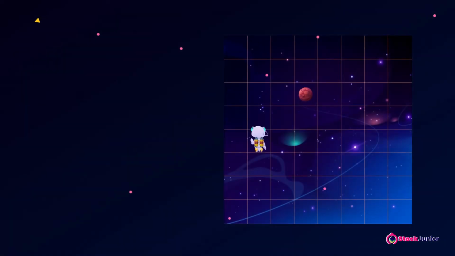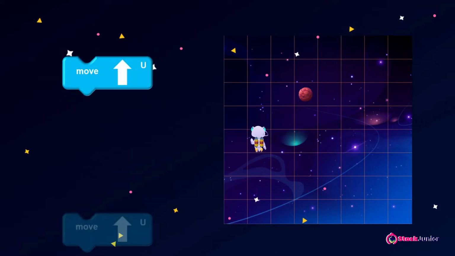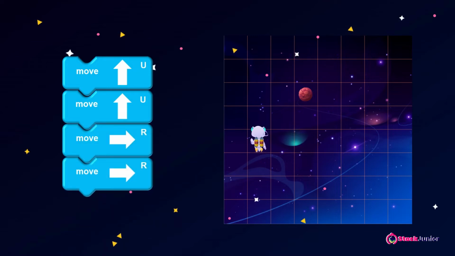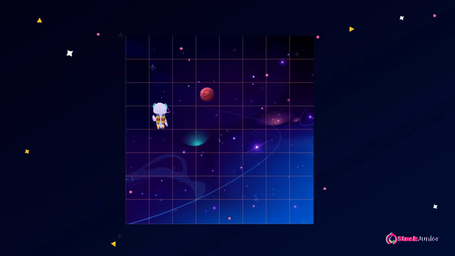In the class where my friend helped me, RoboX got to the space rock using many different move commands. So, let's look at how she was able to arrange the blocks. If RoboX wants to get the space rock, he will need to move up, move up, move right, then move right again.